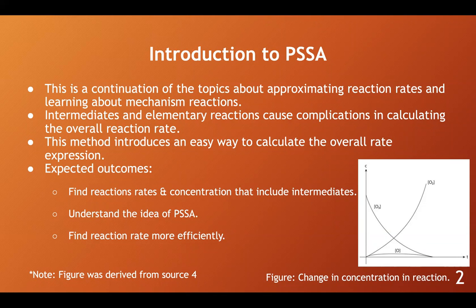So for expected outcomes, what you will learn in this lecture is to find reaction rates and concentration that include intermediates. Like I said, this is usually more complicated without the use of PSSA. We will also understand the idea of pseudo-steady state and find reaction rates more efficiently. Just as a note, this graph was taken from source 4, which will come in the next slide.